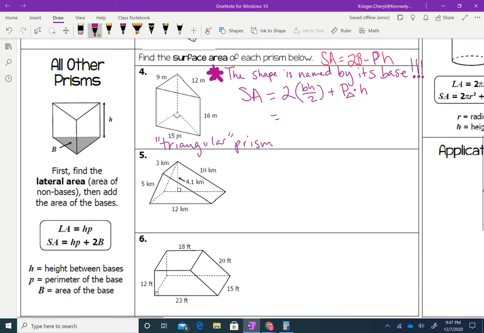Okay, so we'll plug it in. 2 times the area of the triangle. Well, the base and height of the triangle, we have to look for our right angle. The base and height are always perpendicular. So that is 2 times 9 times 12 divided by 2, plus the perimeter of the triangle, which you guys can obviously figure out pretty easily, is 9 plus 12 plus 15, the distance around the triangle, times the height of the prism. So what dimension connects my two bases, right? So the height is 16.